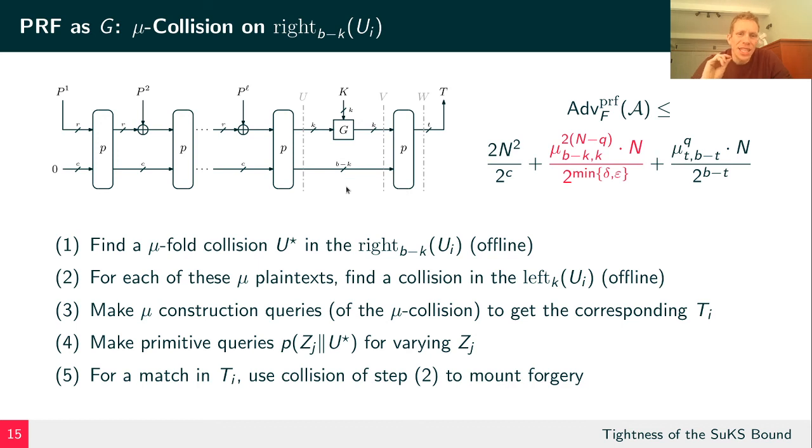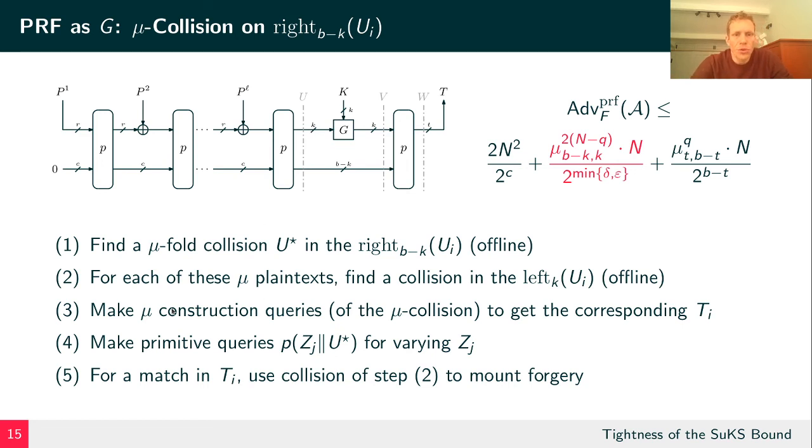For each of these mu plaintexts, independently, we try to find a collision on the outer k bits, the leftmost k bits of u, possibly with a different inner part. So we have a mu-fold collision on the inner part, and for each plaintext in this multi-collision, we try to find a separate collision on the outer part. We're going to use that collision later on.